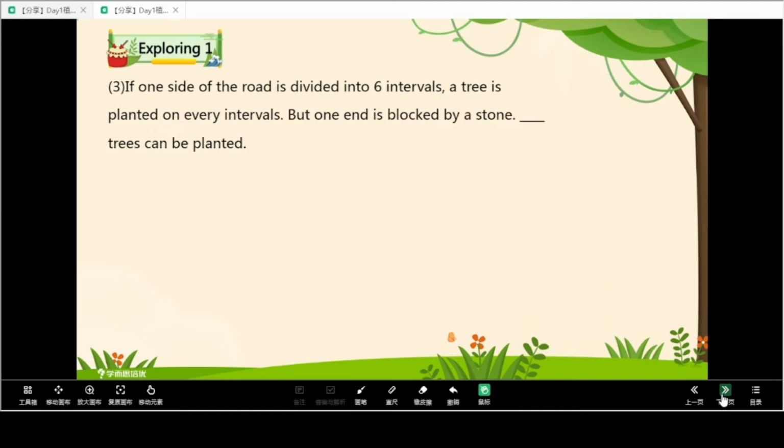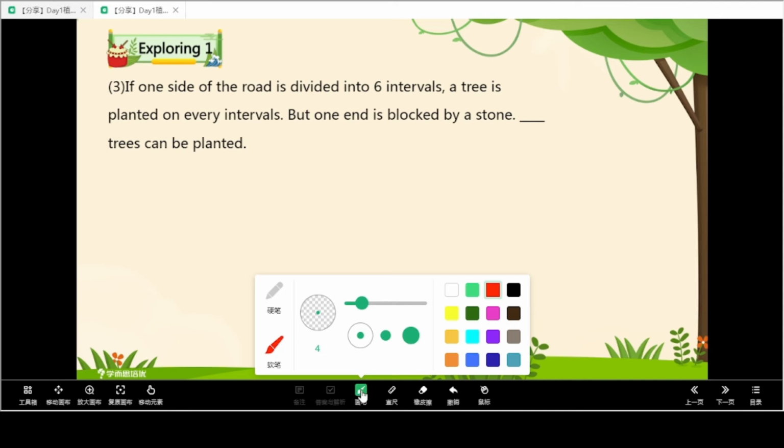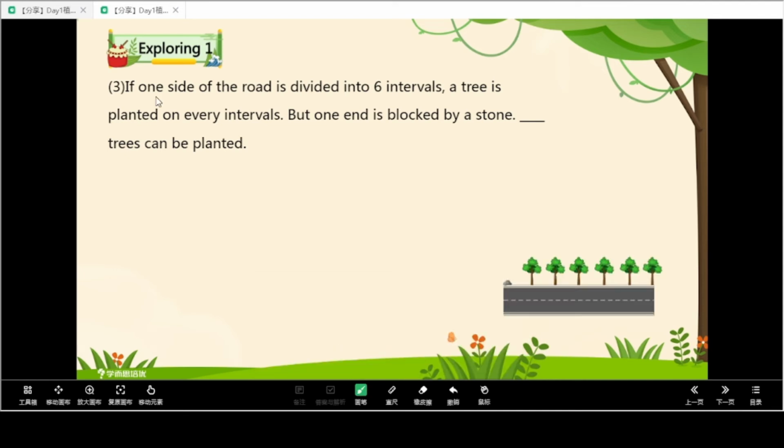Okay, now, next one. Let's read this question together. If one side of the road is divided into 6 intervals, a tree is planted on every interval, but one end is blocked by a stone. As we can see from the diagram, that means can we plant any tree here? No, and we give it a cross. So how many trees can be planted? Count it and tell me the answer.